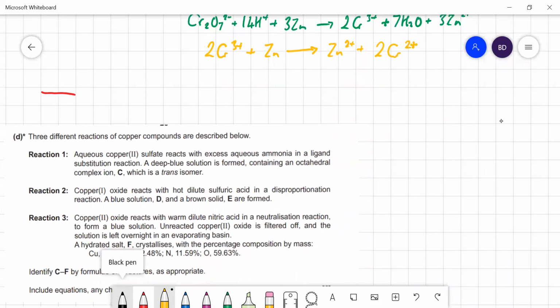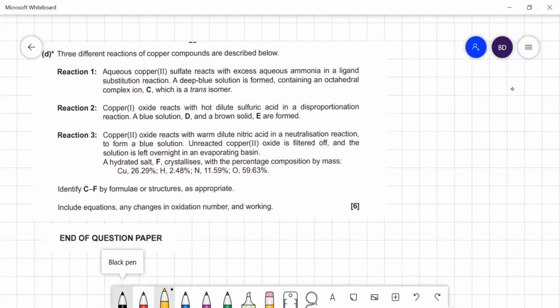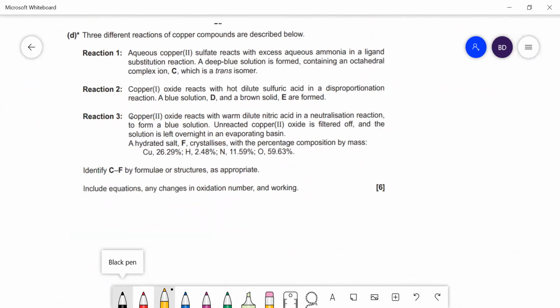Right, now this is the last question in the paper. Let's look at reaction 1. 3 different reactions of copper. So identify C to F by formula, and you've got to include equations and talk about oxidation numbers and so on. So we've got 3 reactions, probably two marks for each there.